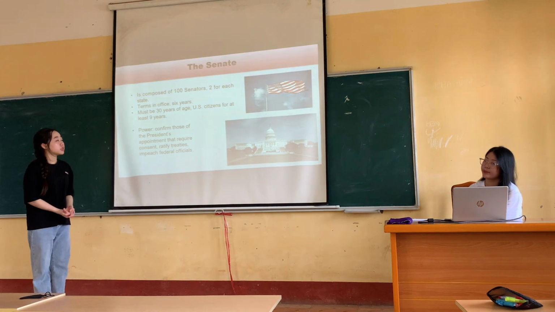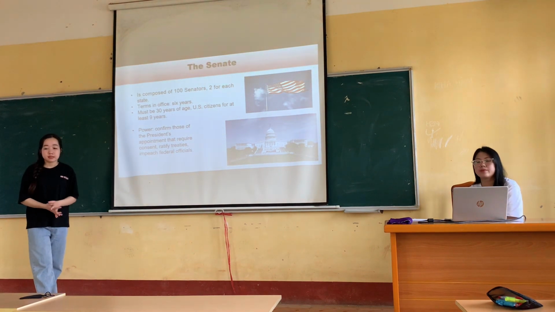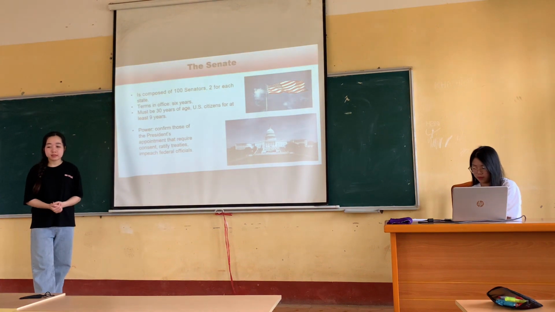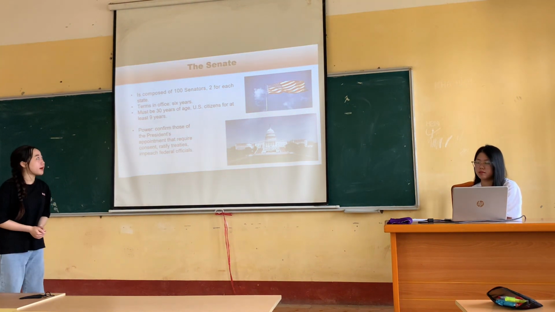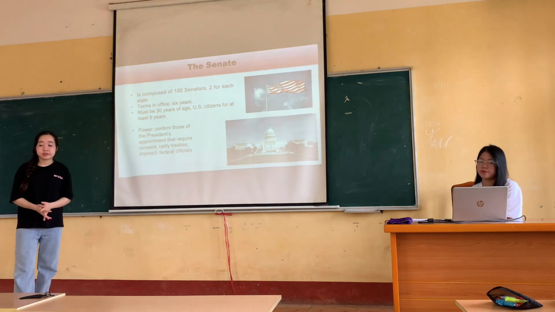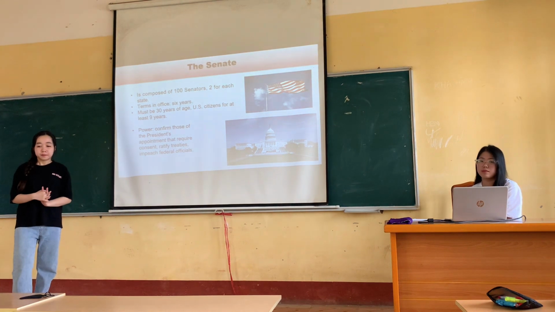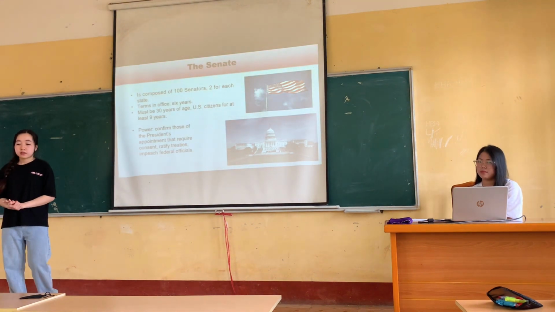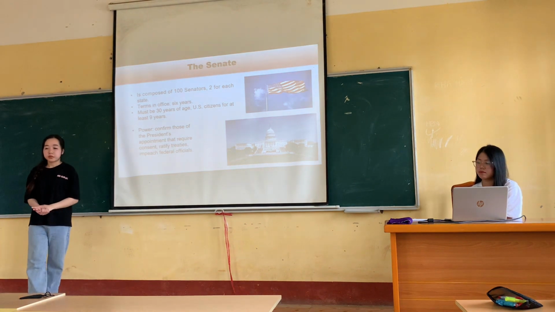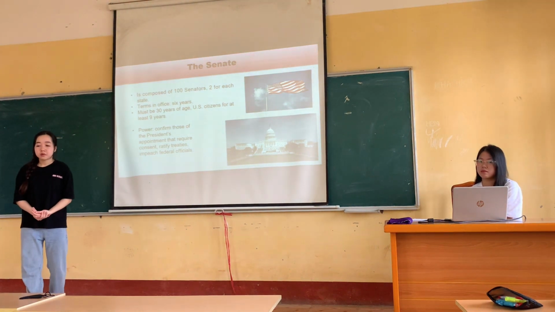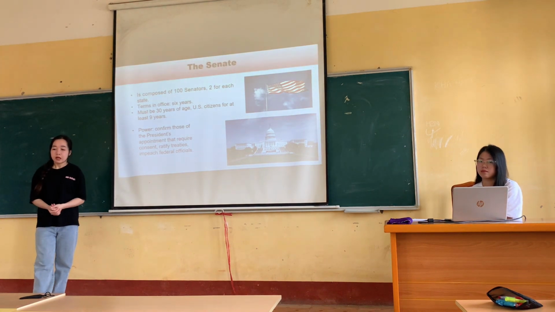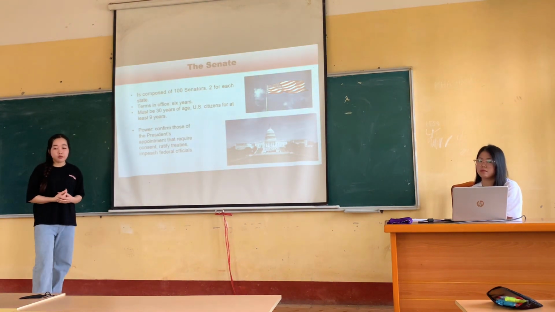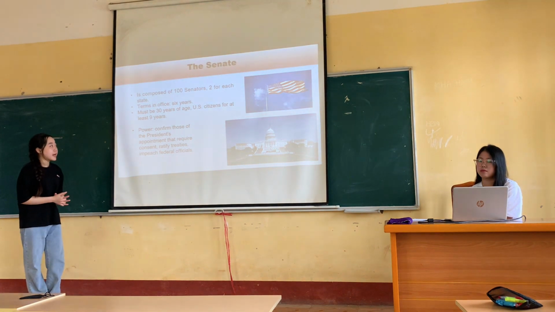The next one is about the Senate. The Senate is composed of 100 senators, 2 for each state. Senators were originally chosen by state legislatures, not by popular vote, and the term in office lasts for 6 years. An individual must be 30 years old, must have been a U.S. citizen for at least 9 years, and must be a resident of the state they represent.